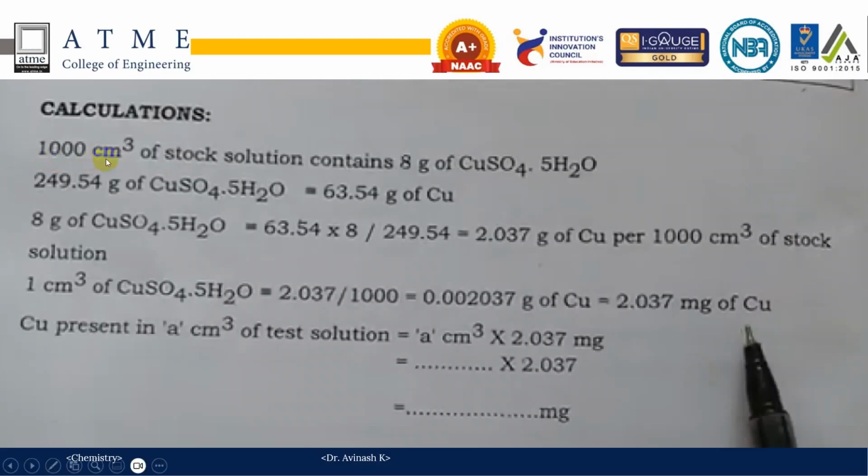We know that 1000 cm cube of stock solution contains 8 grams of copper sulfate, and again 214 grams of copper sulfate contains 63 grams of copper. In such a case, what amount of copper do 8 grams of copper sulfate contain? Finally, it should be calculated for 1 cm cube of copper sulfate, how much it contains, and multiplied by the volume of copper obtained. That gives the amount of copper in the solution.